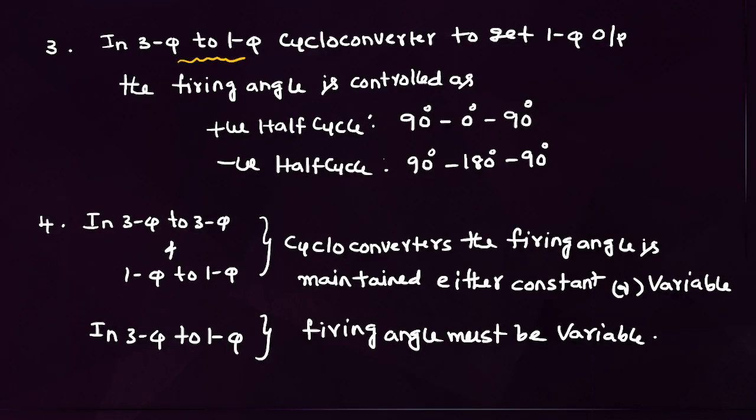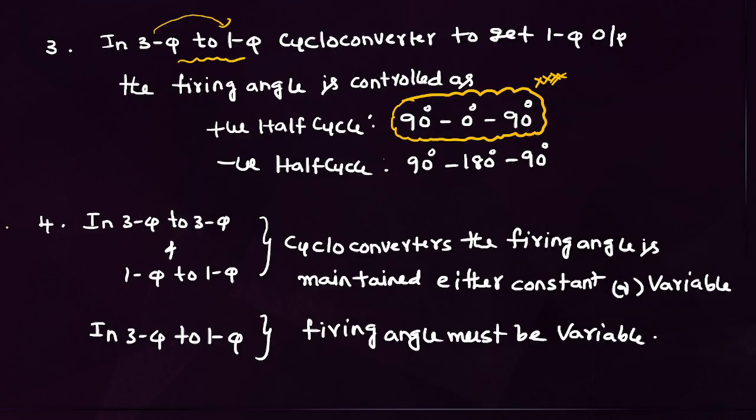To get the three phase to single phase, how can we control the firing angles? We are converting three phase to single phase now. To get the single phase output in cycloconverters, to get the positive half cycle, the firing angle is controlled as 90 degrees to 0 degrees and 0 to 90 degrees. Then only we can get positive output. Very important observation. This is for converting three phase to single phase.